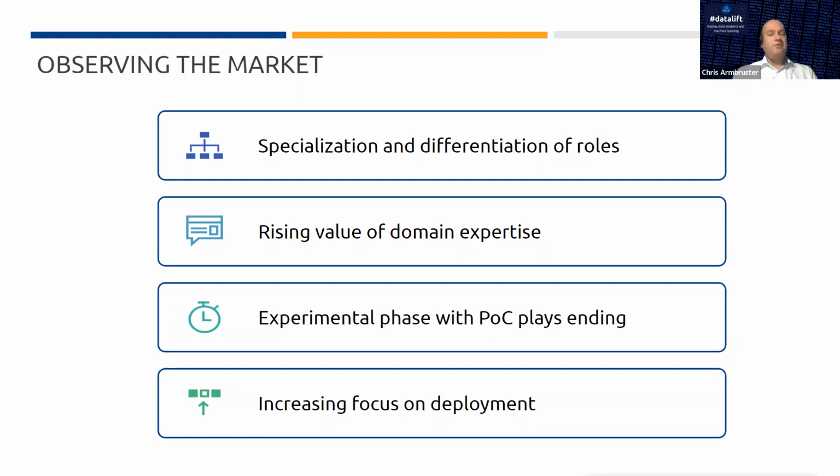Then there is the rising value of domain expertise. This basically means that for a while, you could be a computational biologist and move into autonomous driving. And the connection was image processing. And maybe that's still possible, actually.